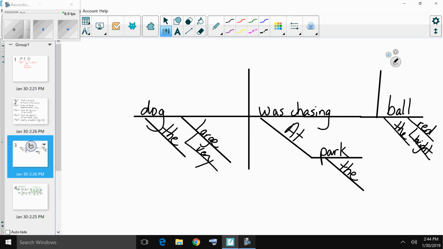There are two rules that you absolutely have to bear in mind for diagramming, and they are important. The two rules are, one, order of the sentence matters.